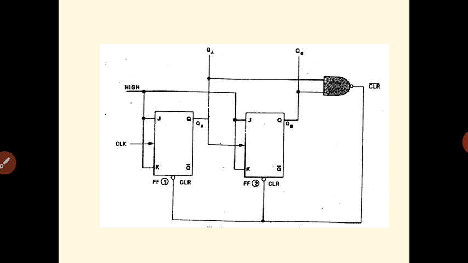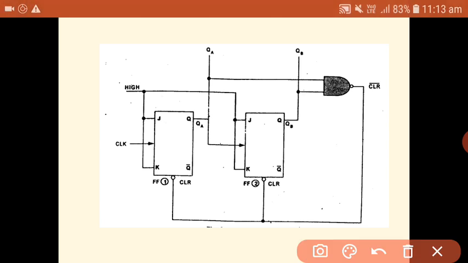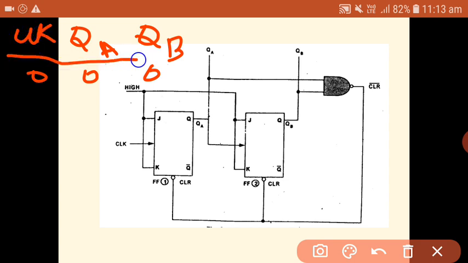Before applying any clock pulse, let us say QA and QB are the two outputs, and initially the outputs are 0 and 0. Since I am using JK flip-flops here, and all the J and K inputs are tied high, applied to VCC, the JK flip-flops will operate in toggle mode.